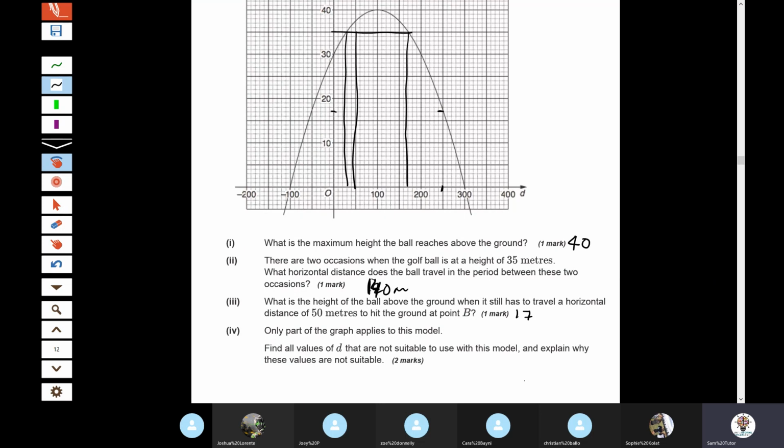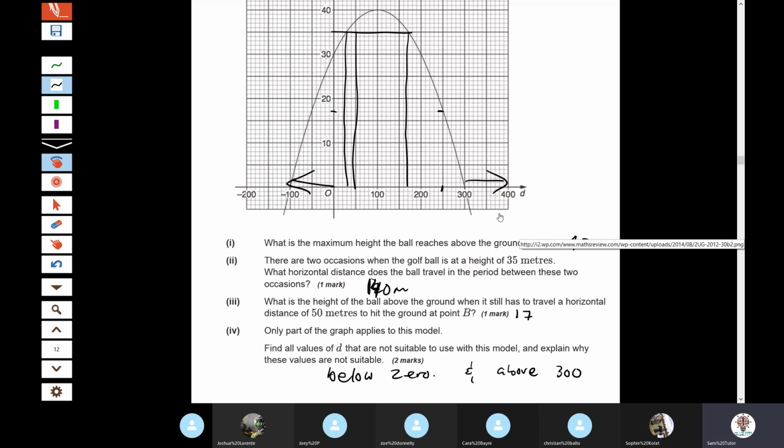Only part of the graph applies to this model. Find all values of D that are not suitable to use with this model, and explain why these values are not suitable. So what values of D are not suitable? Ooh, I like it. Because I think students would have only got 1 mark for this. But let's see, what did you guys write? Anything below 0, anything above. All right, then you get it. Anything below 0, so that's anything here, and anything above 300. Anything after this.